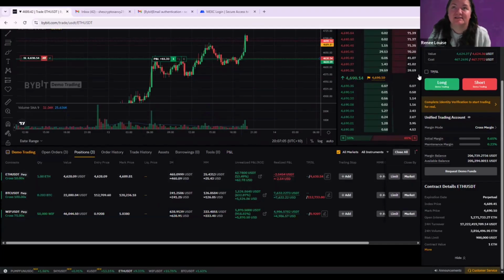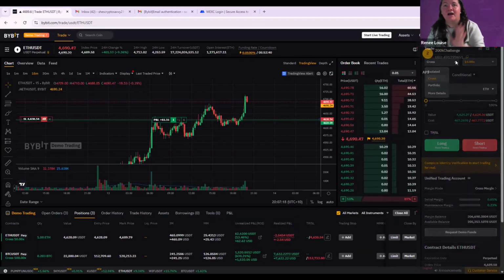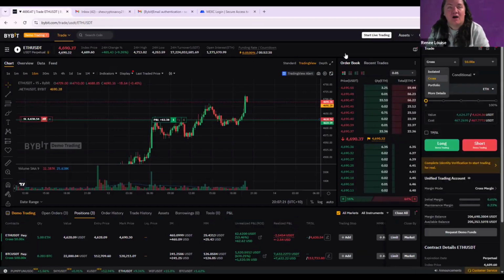So that's why, with cross, I always use a stop loss, so I don't ever feel like that's going to be a problem. But I have had whole accounts be liquidated because I didn't have a stop loss because I was stupid. So please either use isolated or just 100% of the time use a stop loss.